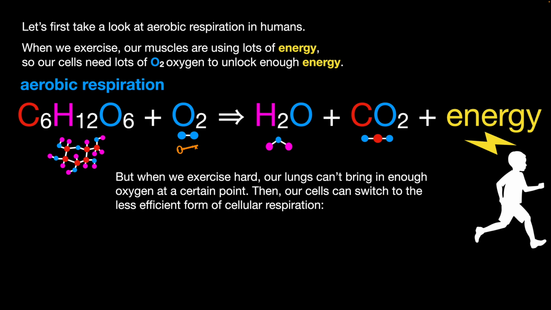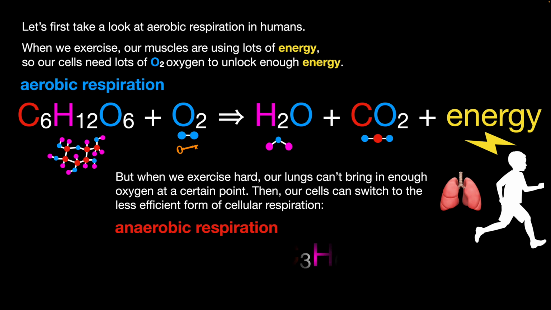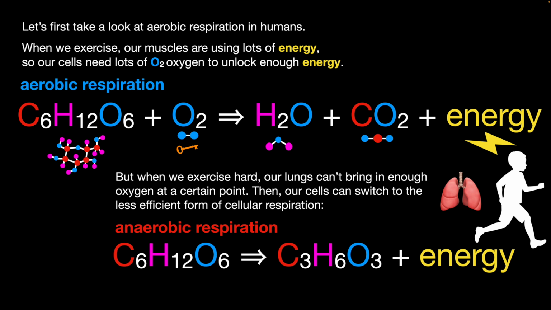But when we exercise hard, our lungs can't bring in enough oxygen at a certain point. At that point, our cells can switch to the less efficient form of cellular respiration that does not need oxygen. And that's called anaerobic respiration. And here's how this works.